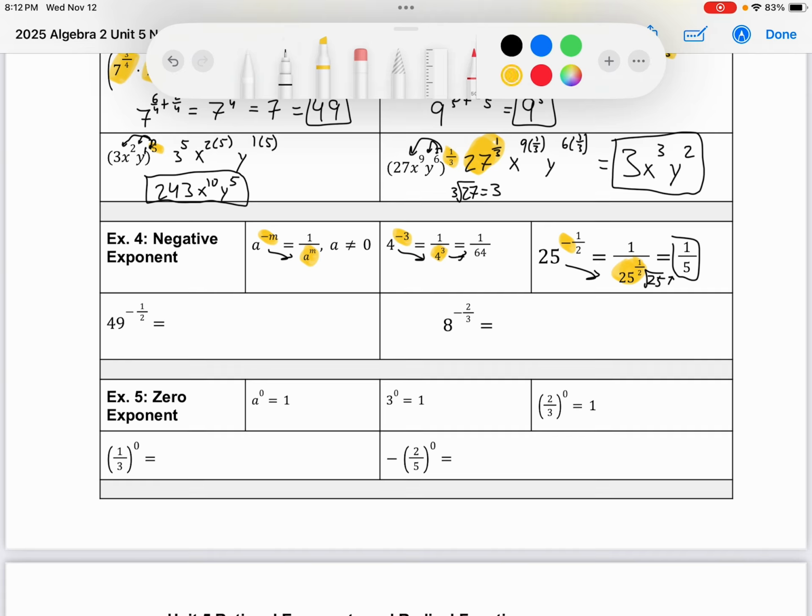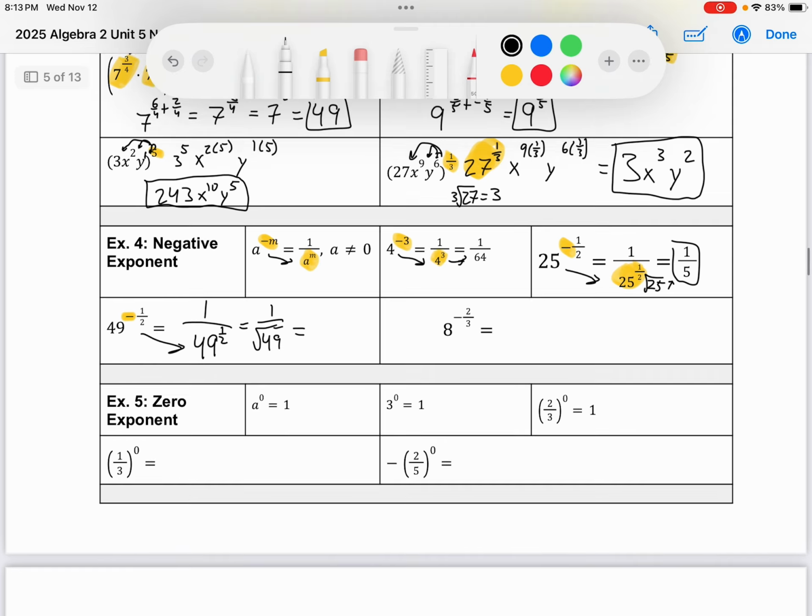So for a couple examples here, we have 49 to the power of negative 1/2. That negative brings it to the bottom of the fraction. So it's 49 to the power of 1/2 on the bottom of the fraction. That gives us 1 over 49 to the power of 1/2. 49 to the power of 1/2 is the same thing as the square root of 49. And 1 over the square root of 49, that would be 1 over 7, or 1/7, because the square root of 49 is 7.